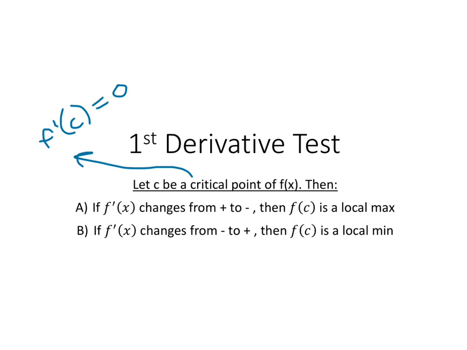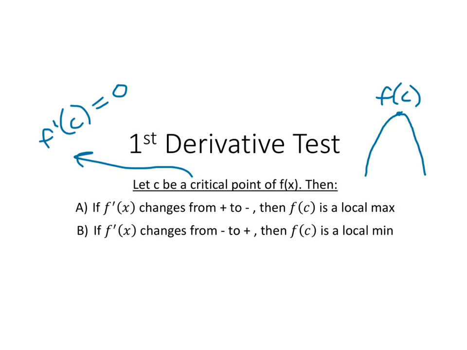If you notice that the first derivative changes from positive to negative, meaning the function has positive slopes of tangent lines, then they turn to 0 and then hit negative slopes of tangent lines. Or you could think of it as the function going from increasing and then stopping, turning around, and then decreasing. Then that means that value, f of c, is a local maximum.